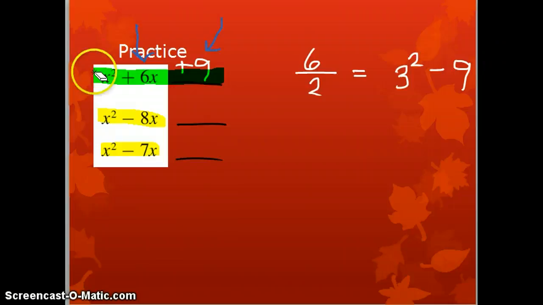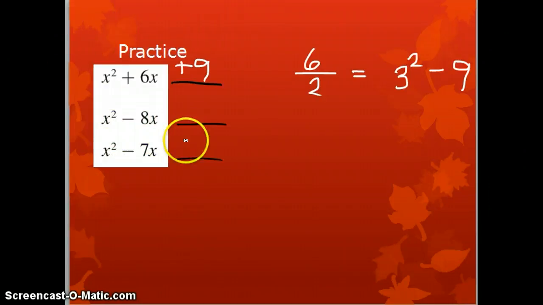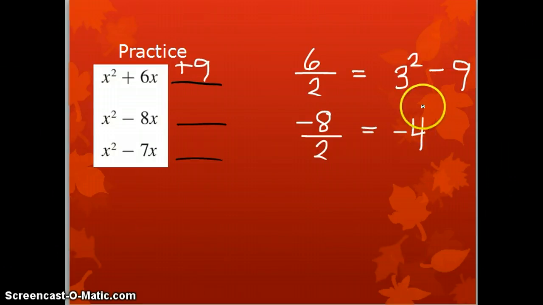All right, so now we're going to look at that bottom one, or the middle one. So I have x squared minus 8. So I'm going to take that negative 8, I'm going to take half of it, or divide it by 2. It's the same thing, however you want to look at it. Negative 8 divided by 2, and I get a negative 4. Negative 4 squared, and I get positive 16. That tells me I add my 16. That's the number that's going to complete the square.